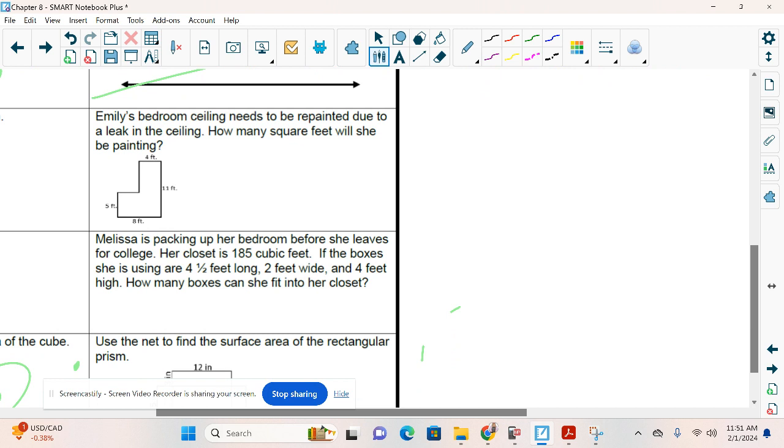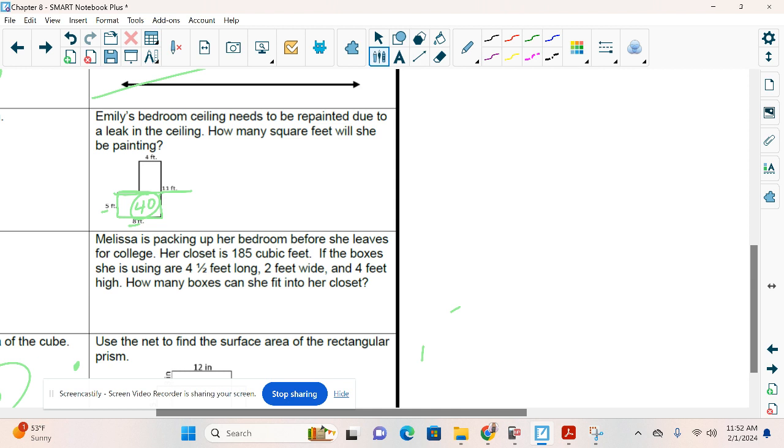The next one says, Emily's bedroom ceiling needs to be repainted due to a leak in the ceiling. How many square feet will she be painting? I've never seen somebody's ceiling be this shape, but we're going to try it. So we're going to need to cut this into shapes that we know. I can either cut it up and down or side to side, and I'm going to cut mine side to side. So now I have 2 separate rectangles. I have this rectangle, and then the rectangle on top. Because they're rectangles, the areas are length times width. So this is 5 by 8, which gives me 40.